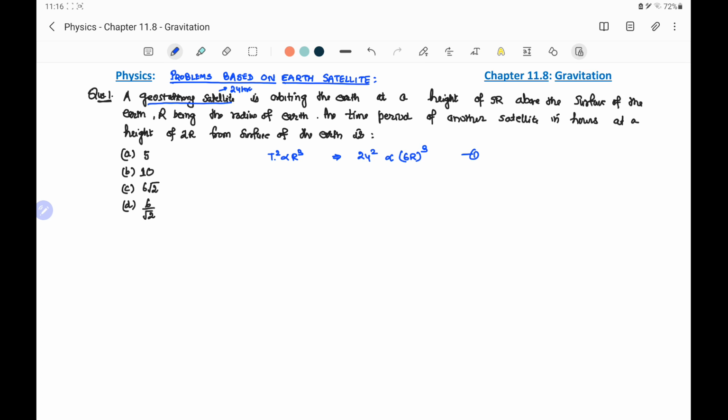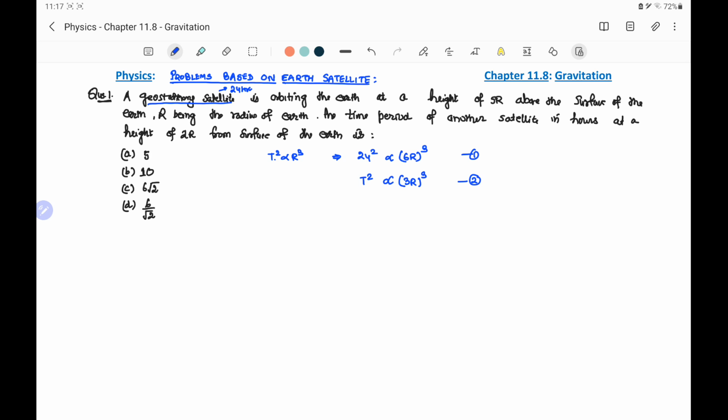The time period of another satellite, in hours, at a height of 2r from the surface of Earth is, suppose it has the time period T, so it is T square, and now it is proportional to, height is 2r and radius of the Earth is r. Therefore, distance of the satellite from the center of the Earth will be 3r. So it is (3r) raised to power 3. So it is equation number 2.